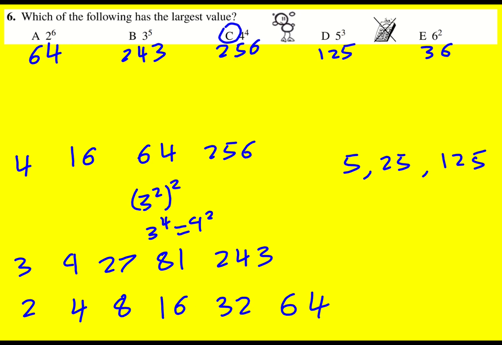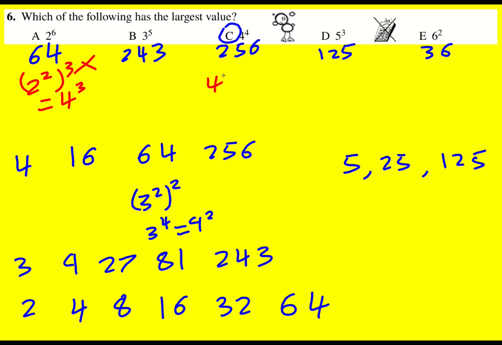Some ways that you could speed things up, you could write 2 to the 6 as 2 squared to the 3, which is 4 to the 3. And you don't even need to work it out because you can see it's going to be smaller than 4 to the 4. What else? How else can we take shortcuts? Look at 4 to the 4.